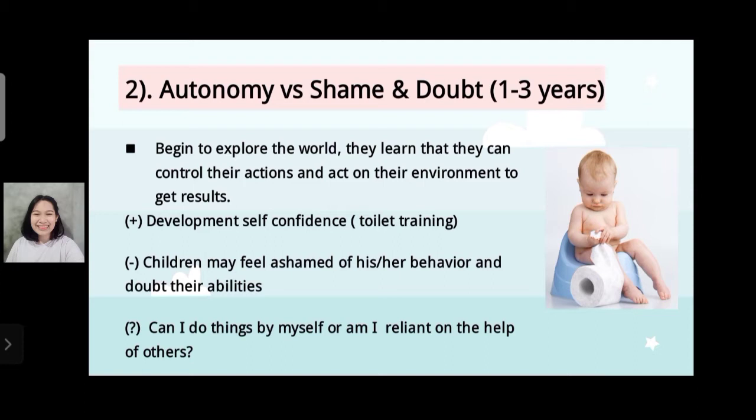Sometimes children don't learn this type of thing at these ages, okay? And then from that, they can feel ashamed of their behavior, because sometimes children tend to pee on their shorts even if they are already in grade 2, right? Those are some of the instances about potty training. So the major question is, can I do things by myself or am I reliant on the help of others?